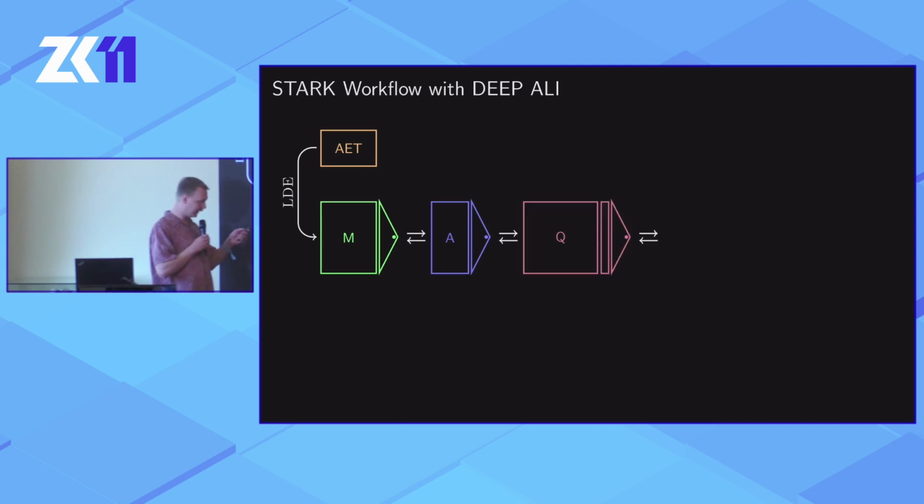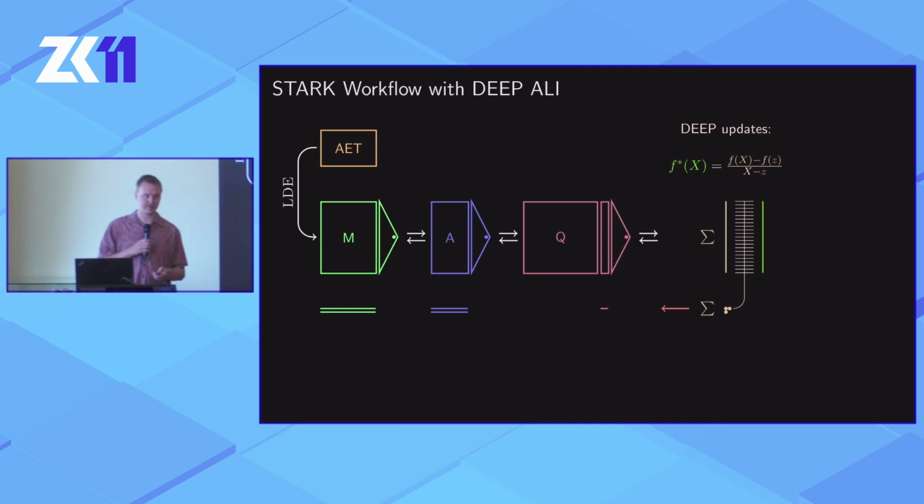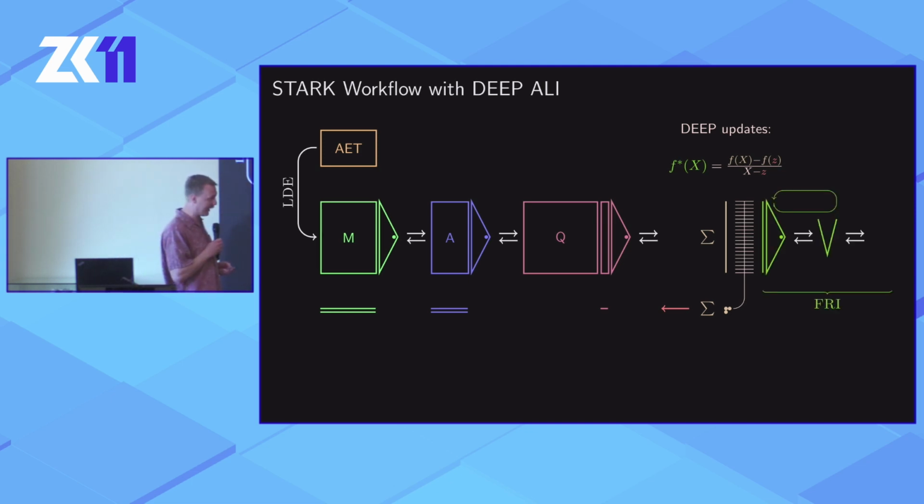And then we evaluate the AIR constraints, giving us a bunch of quotients, and in fact we can sum those quotients using weights also provided by the verifier. At this point we get a single out-of-domain row corresponding to some alpha which lives outside of the trace domain. And then we can perform a deep update and run FRI. That is the Stark workflow in a nutshell, and if you didn't catch most of the details, that's totally fine.